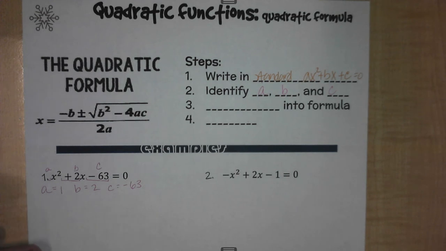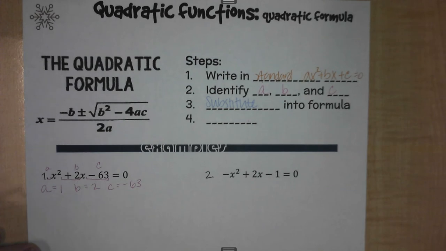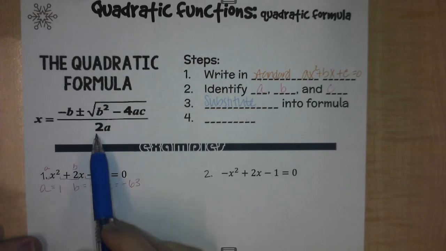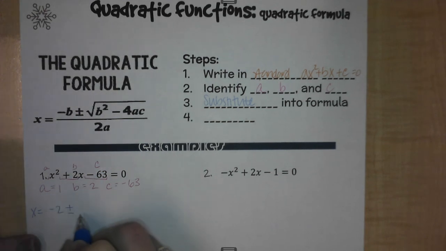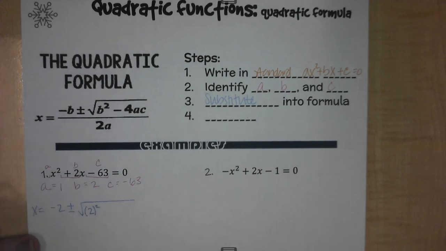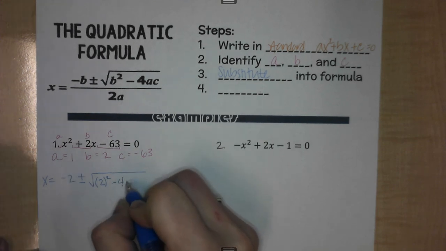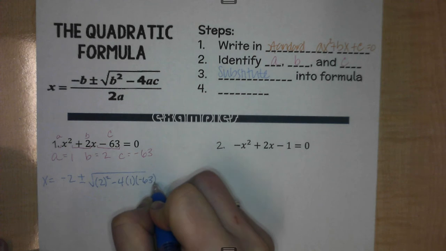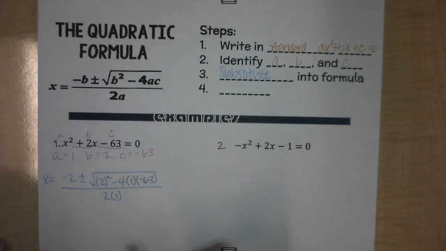All right. Then we are going to substitute those a, b, and c into our formula. So here's the fun part. x is going to be the opposite of b. So b is positive, so now it's going to be negative 2, plus or minus the square root of b squared. I put this in parentheses just in case our b is negative. We want to make sure you put it in parentheses before you square it. Minus 4 times a times c, all over 2 times a of 1.